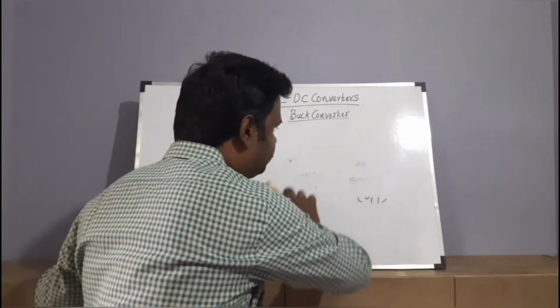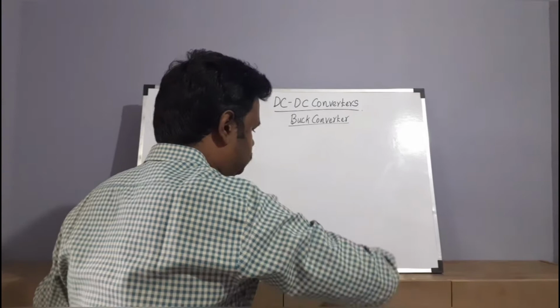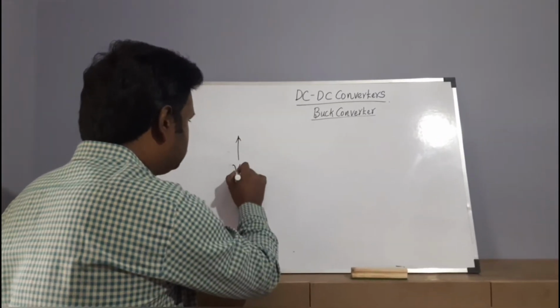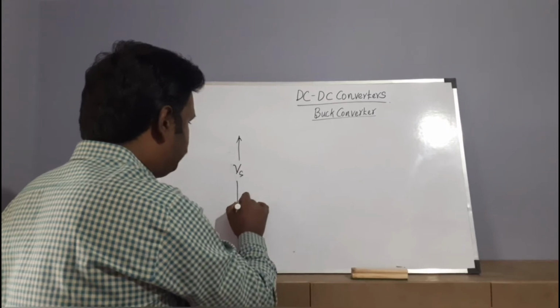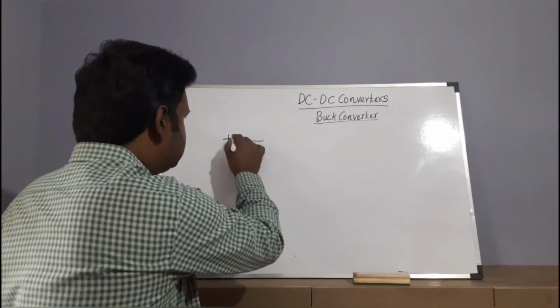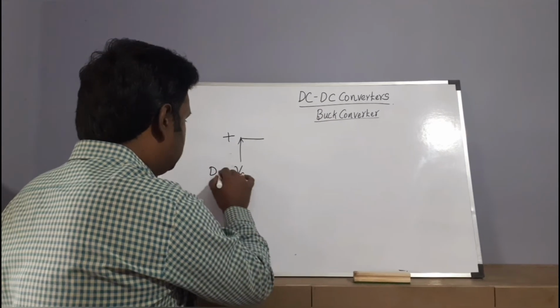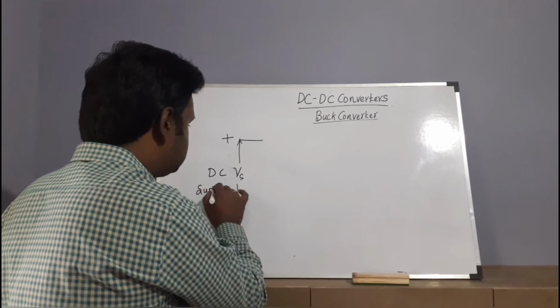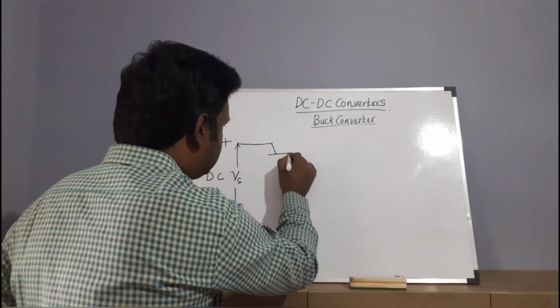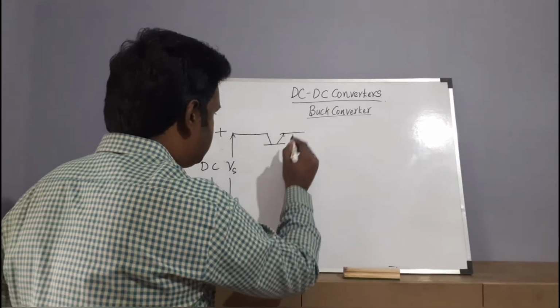Let me draw the circuit first. So this is our input side. I am writing Vs. Since it is a DC supply, I have mentioned plus and minus. Next to that we need a switch for the buck converter. It can be either a MOSFET or BJT, whatever switch we may use.